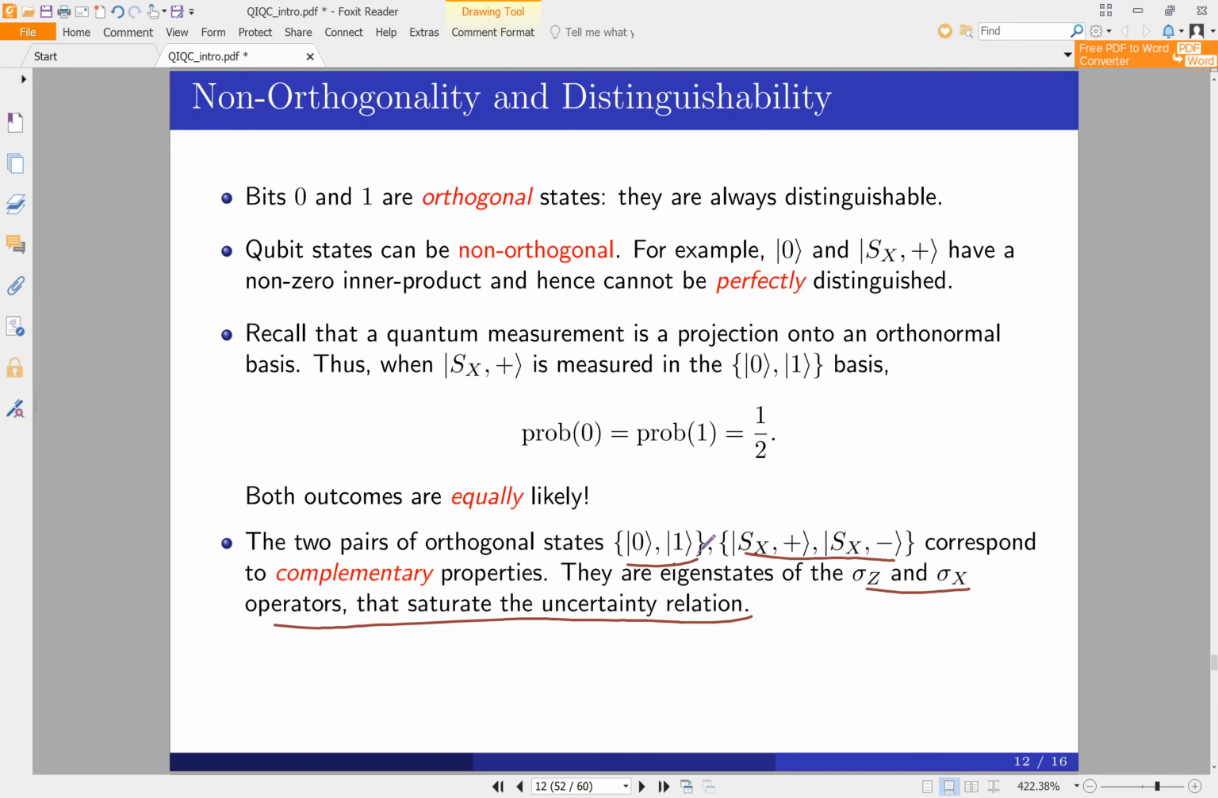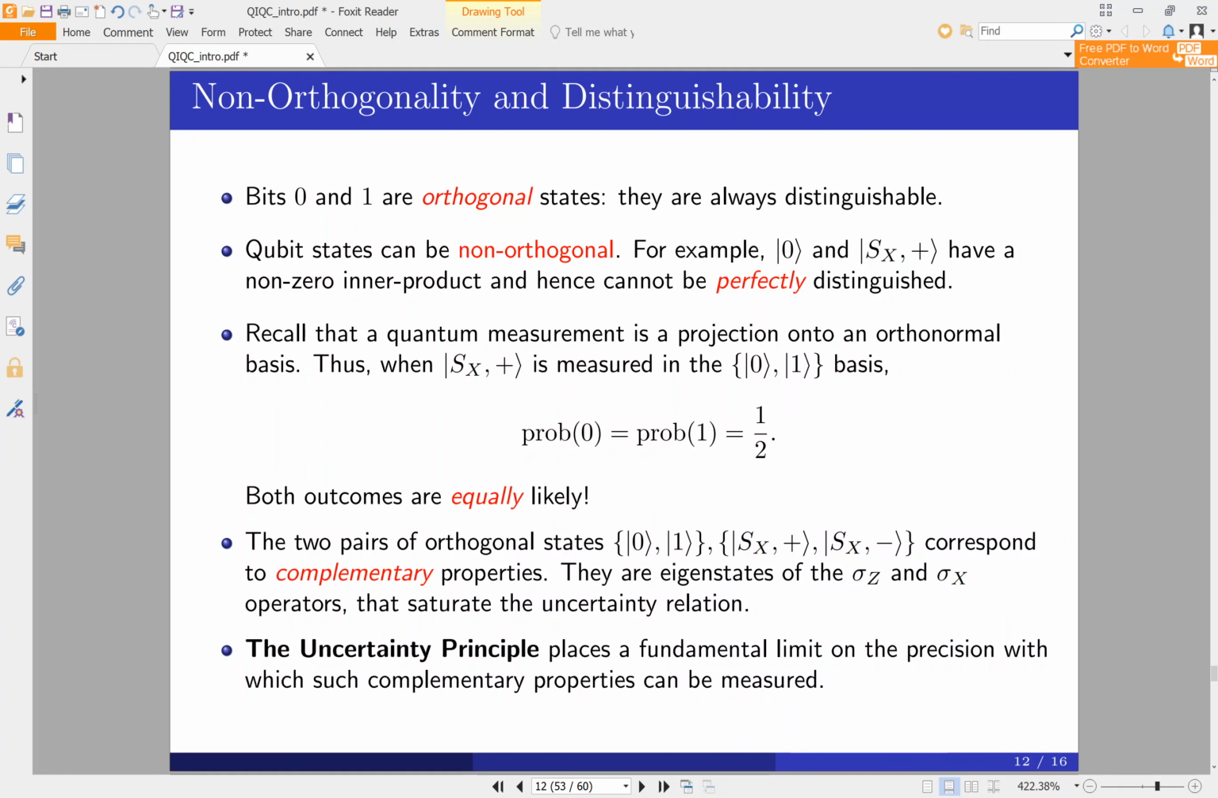So if you have information about one of these operators, say if you have information about sigma z, which means if you are in a sigma z eigenstate, then you are maximally uncertain about the sigma x eigenvalue, and if you are in a sigma x eigenstate, you are maximally uncertain about the sigma z eigenvalue. That's the example I just mentioned here. You are in a sigma x eigenstate and you are maximally uncertain about the sigma z eigenvalue because both outcomes are equally likely. So this is what the uncertainty principle does. It places a fundamental limit on the precision with which such operators can be measured, right?